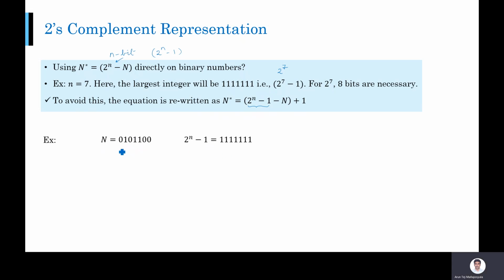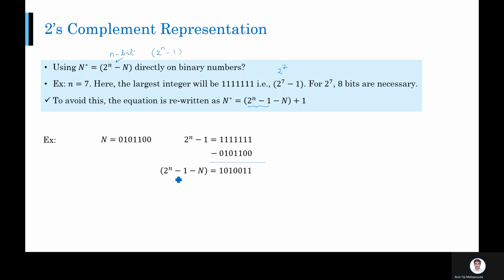So 2 to the power of n minus 1 will be, how many bits are there? 1, 2, 3, 4, 5, 6, 7, right? So all 1s, so 7 ones. Okay, so this is minus n. So 2 to the power of n minus 1 minus n will be this. So 1 0 1 1 0 1 1 minus 1 0 1 minus 1 0 1 minus 0 1, 1 1 0 1 0 1.